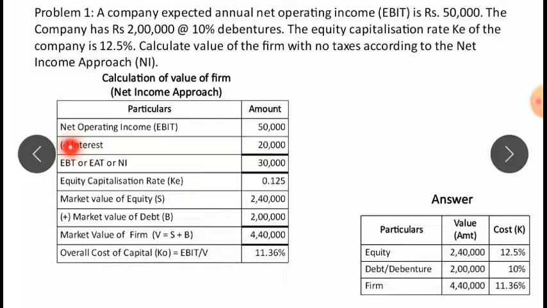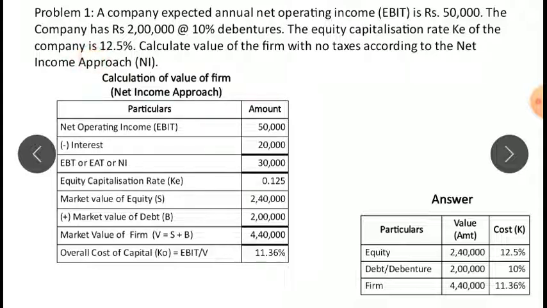By subtracting the interest, we will get EBT. In this problem, we don't have any tax, so the EBT is also called EAT, that is earning after tax, and earning before tax is the same in this problem, and it is also called net income. The net income of the company is 30,000.